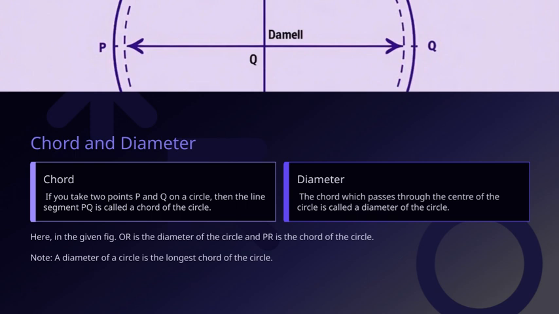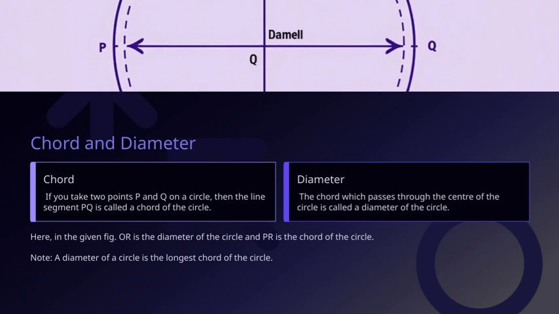Meanwhile, PR is another line segment connecting 2 points on the circle, but since it doesn't pass through the center, it's simply called a chord. So, whenever you take 2 points on a circle and connect them with a straight line, that line is called a chord of the circle. The key difference is that the diameter is a special type of chord that goes through the center and is the longest one you can draw. Understanding these concepts helps us see how different lines relate to the circle's structure and set the foundation for exploring their properties further.